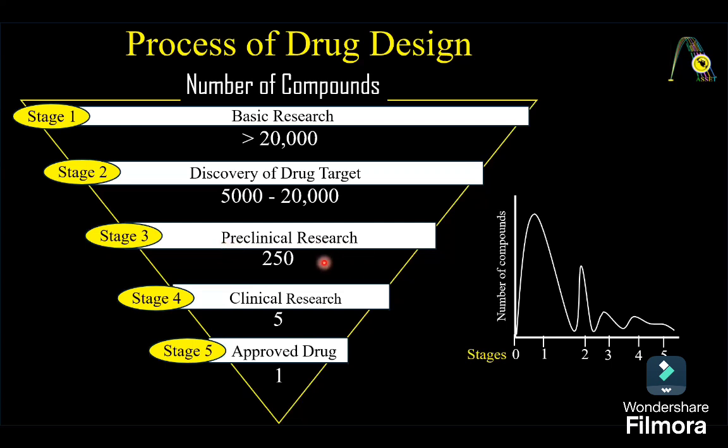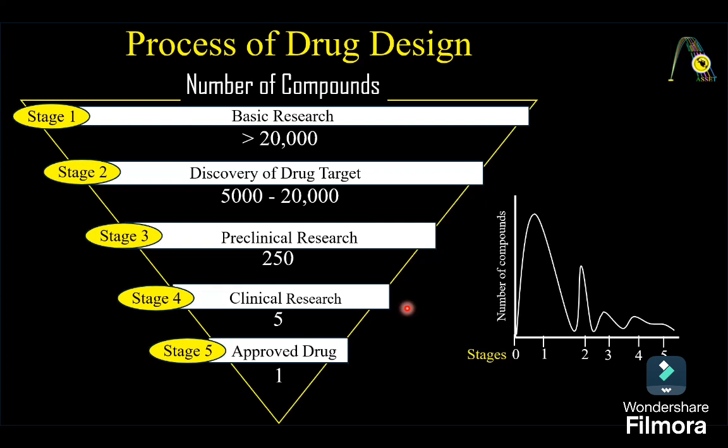In your in vitro studies, your preclinical research, you may come down to 250 compounds. So it becomes more and more narrow, right? Then by the time you get to your stage four, which is your clinical research, done on human models, done on humans, right? Clinical trials, you may come down to five compounds that you've narrowed down to.